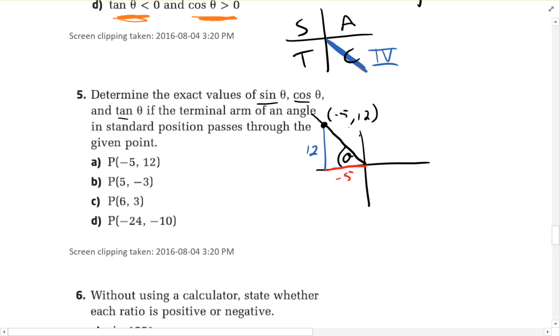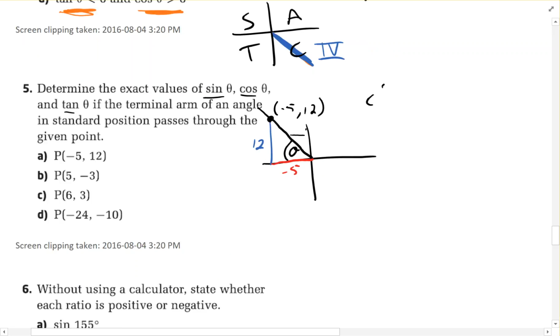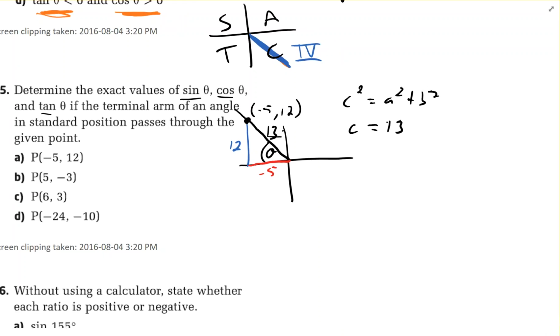So what we need to do first, though, is figure out what that hypotenuse is again. So to figure that out, we're going to go c squared is equal to a squared plus b squared. So c in that case is 13 again, like up above, if you do a squared plus b squared. So this is 13. So if we want to figure out what sine, cos, and tan theta are, well, we're good to go now. So if you want to know what sine theta was, well, sine theta.